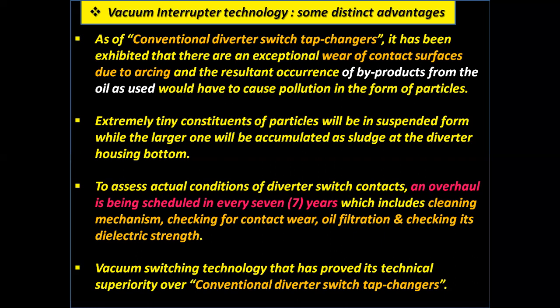To assess the actual condition of diverter switch contacts, an overhaul is scheduled every 7 years, which includes cleaning the mechanism, checking for contact wear, oil filtration, and checking its dielectric strength. Vacuum switching technology has proved its technical superiority over conventional diverter switch tap changers.